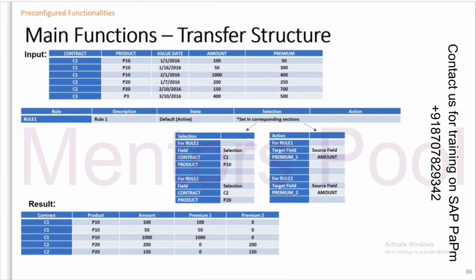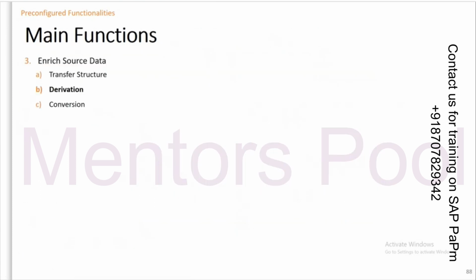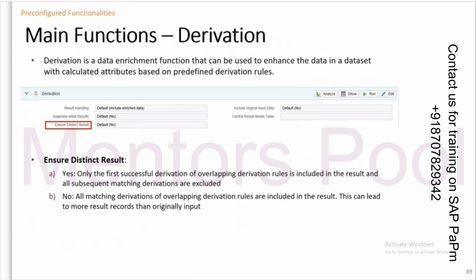And derivation. Derivation is almost exactly similar to transfer structure, but a bit different. Derivation is also a data enrichment function that can be used to enhance the data in a data set with calculated attributes based on predefined derivation rules. It is the same as how we define the rules in transfer structure: if C2 is this and P2 is this, then do this. Those are just called conditions. So if something is this and something is that, then do.